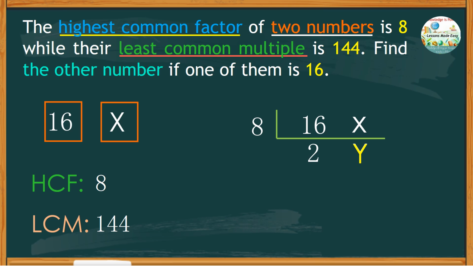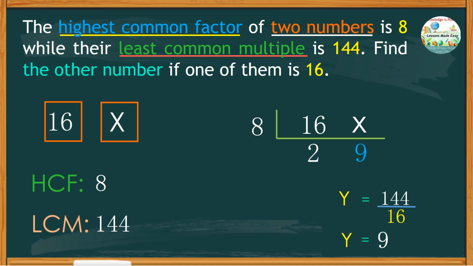The problem says that the LCM is 144. It means this number is the product of 8 times 2 times y. Of course, 8 times 2 is 16. It means the value of y is equal to 144 divided by 16, which gives us 9.